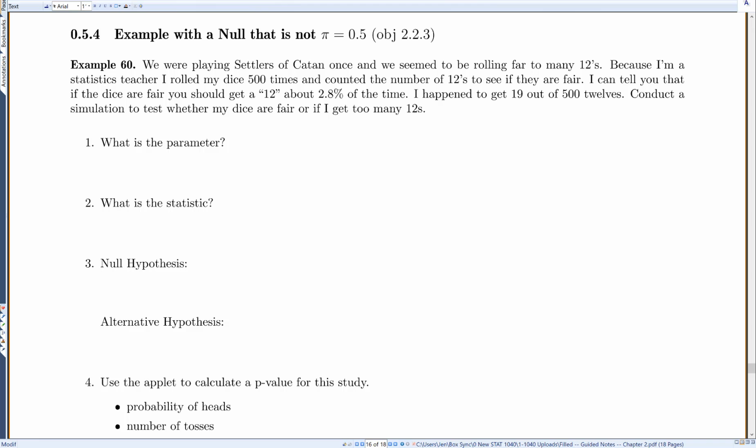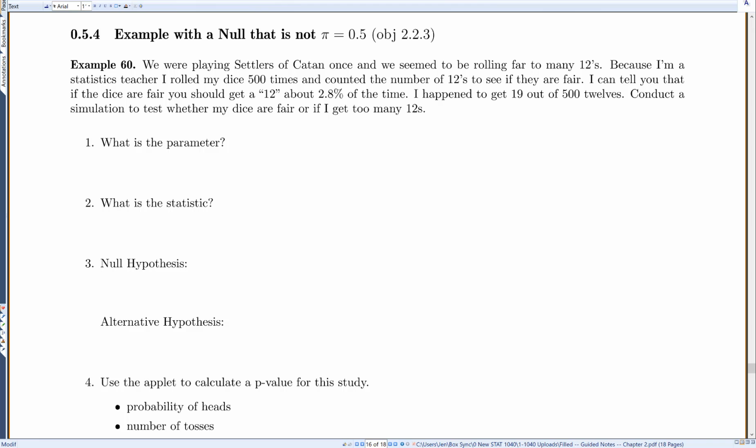So we were playing Settlers of Catan once, and we seemed to be rolling far too many 12s. Because I'm a statistics teacher, I rolled my dice 500 times and counted the number of 12s to see if my dice were fair. I can tell you that if the dice are fair, you should get a 12 about 2.8% of the time. But I happened to get 19 out of 500 12s. So let's conduct a simulation to test whether my dice are fair or if I'm getting too many 12s.